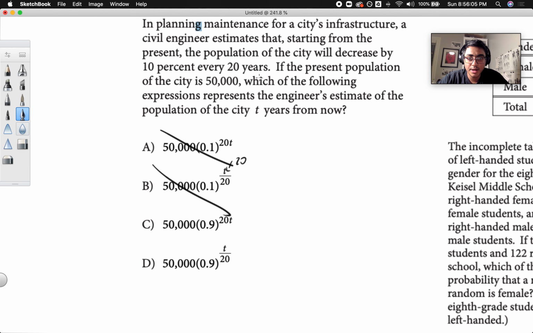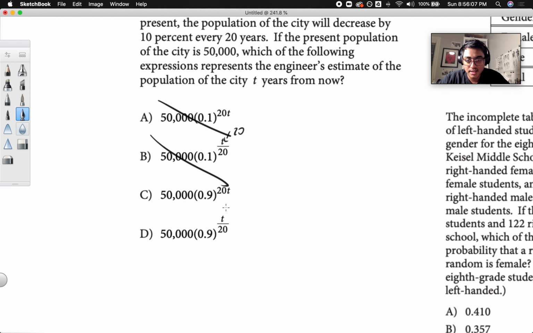Let's plug in 20 years for C and D. So 50,000 times 0.9 to the power of 20 times 20. So to the power of 400. Does that make sense? No, that would be in the billions. That'd be a number way too big.